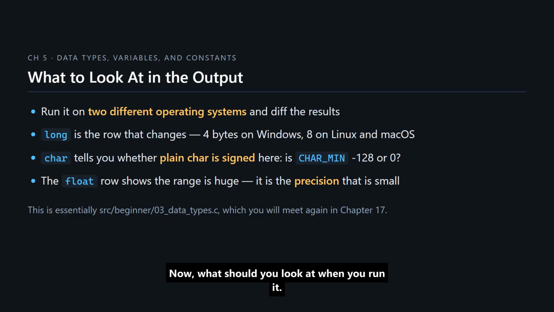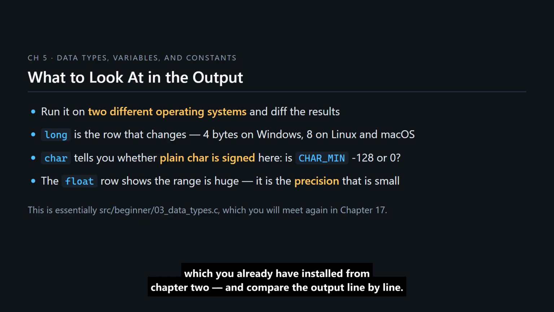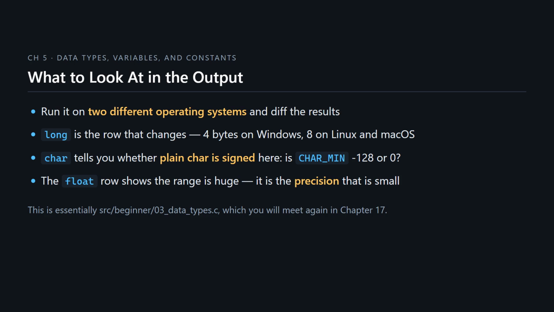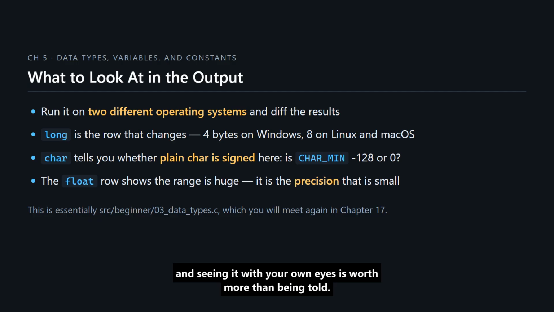Now, what should you look at when you run it? The exercise is really to run it in 2 places, your machine and a classmate's, or your desktop and a Raspberry Pi, Windows and WSL, which you already have installed from Chapter 2, and compare the output line by line. Long is the row that changes, 4 bytes on Windows, 8 on Linux and Mac OS, exactly as we said several lessons ago. And seeing it with your own eyes is worth more than being told.